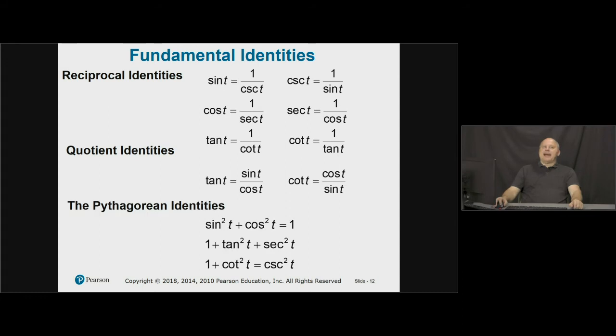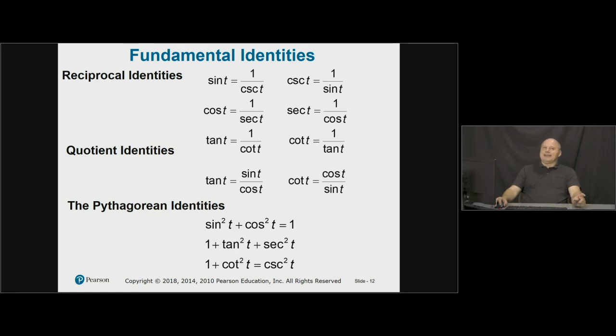And then there's the Pythagorean identities, which is sine squared plus cosine squared of t equals 1. Now you're like, well, why is that true? Well, if you remember, the unit circle is x squared plus y squared equals 1, correct? X squared plus y squared equals 1. Well, what's y? Y was the sine function. What's x? Oh, that's the cosine function.